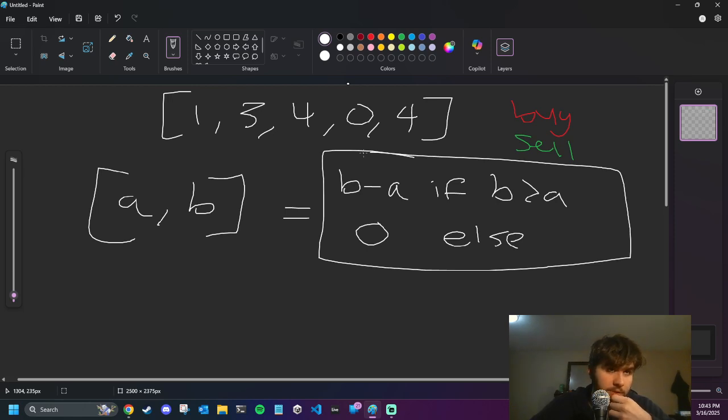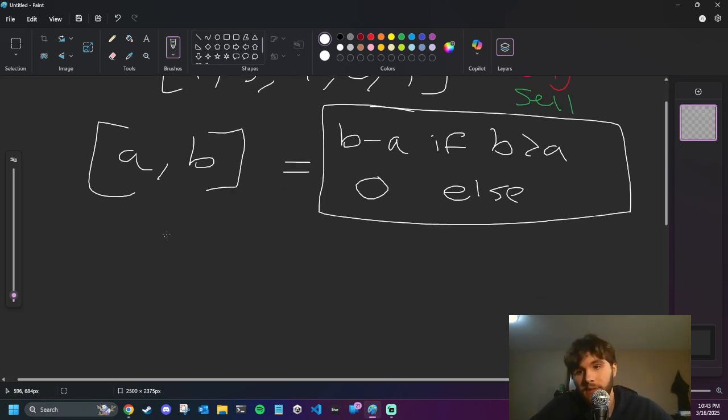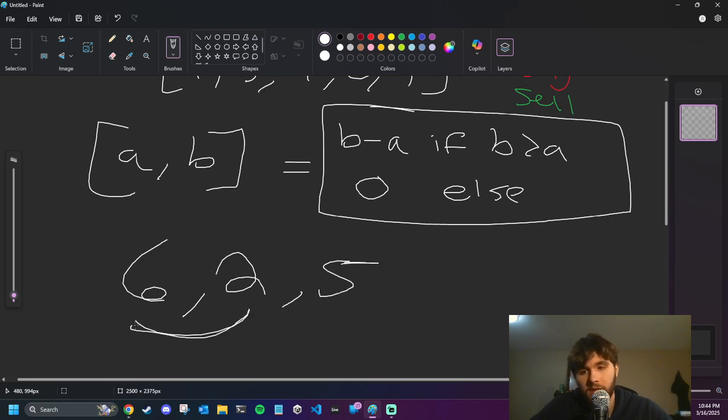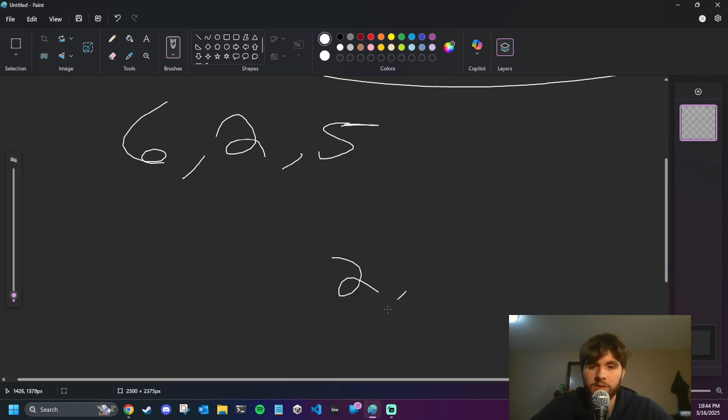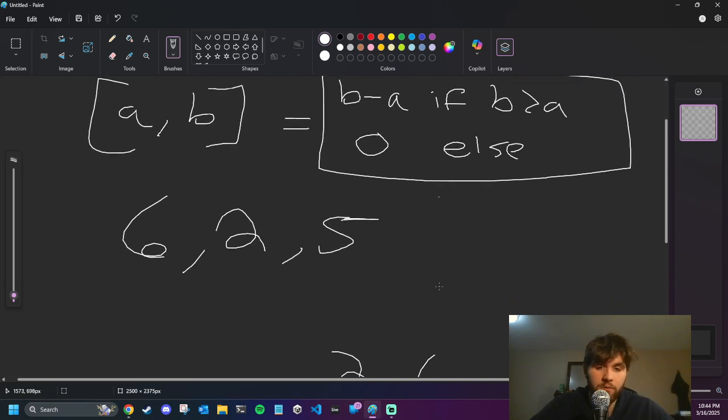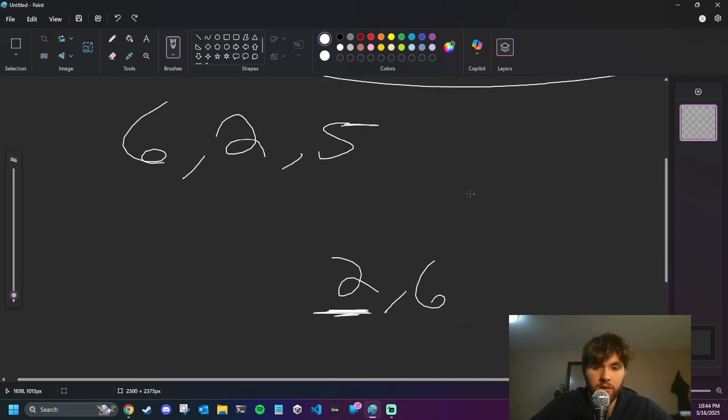If there's 2 elements. If there's 3 elements, so let's say we have, I don't know, 6, 2, and 5. In this case, we would buy for 2. Wait, did I get this right? If B, no, I think it's actually the other way around. If A is bigger than B, because we have to buy the bigger one. And no, that's not right. Well, okay, if I have 2, 6, we buy the smaller one and sell on the bigger one. So we want B to be bigger than A. So I think I actually did have it correct.